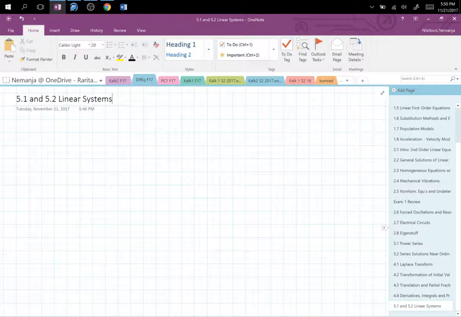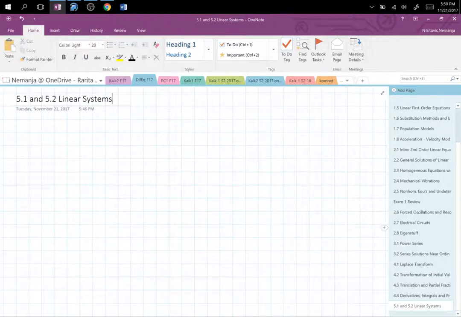We have circuits with two loops. We use Kirchhoff's laws to create differential equations going around. By far, those are my favorite, obviously. And you get a system of two differential equations, and then you use these methods to solve those. So there are plenty of applications for these linear systems. So chapter 5 is focusing on dealing with the problems that have these linear systems.